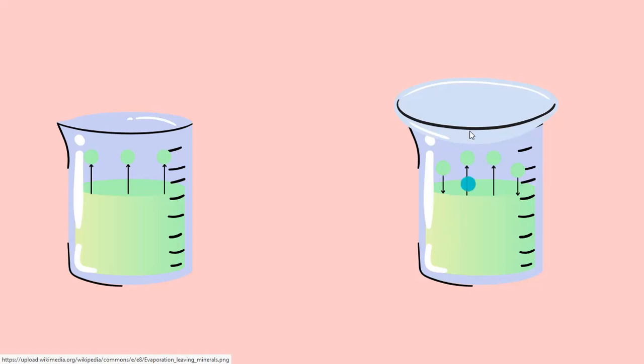Now the vapors which are present over here will tend to exert a pressure, and this pressure is called vapor pressure. Vapor pressure is basically the pressure exerted by the vapors in equilibrium with its liquid at a particular temperature. So it's also called the saturated vapor pressure.